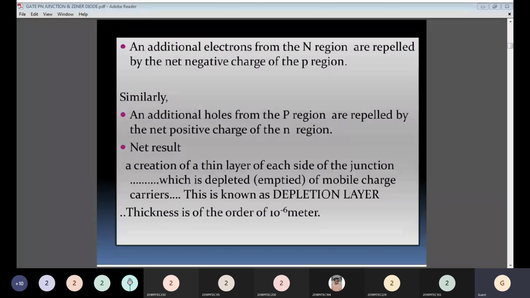Additional electrons from the N region are repelled by the net negative charge of the P region. Similarly, additional holes from the P region are repelled by the net positive charge of the N region. Then what will be the net result? A creation of a thin layer on each side of the junction, which is depleted, in the sense that it is emptied. There are no charge carriers. So it is emptied of the mobile charge carriers. This is known as the depletion layer. The thickness of the depletion layer will be in the order of 10 to the power minus 6 meter. The depletion layer is nothing but an empty region without any charge carriers.